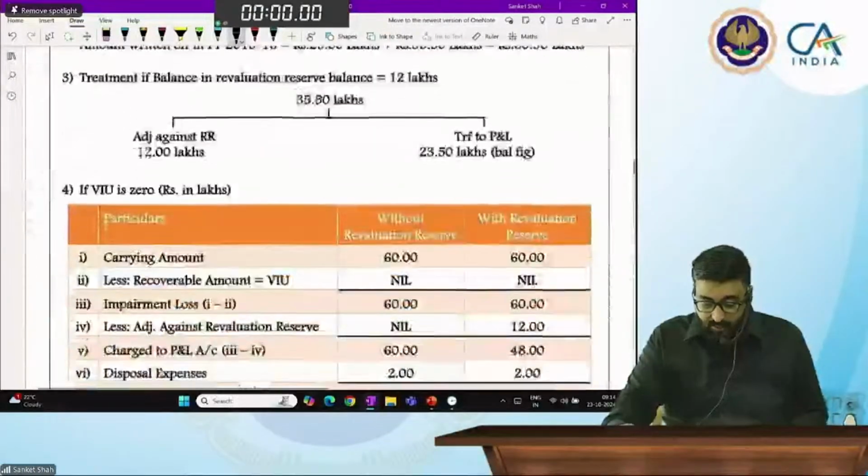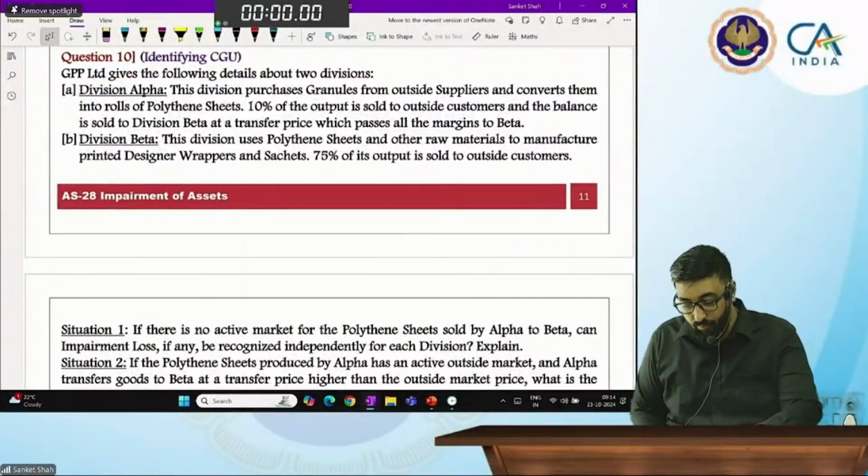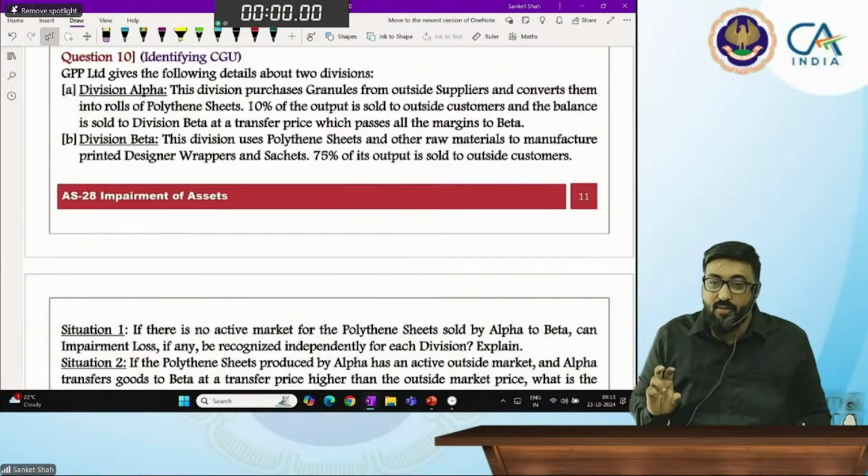Yes, number 10 question first. Identify CGU. Chalo, Rachna ji, read the question. Yes, Rachna ji, समझ में आया आपको? Yes, sir. Difficult or easy? Easy, sir. So you are calculating individual asset over here or group of assets in one CGU? Group of assets, sir. And that is the smallest identifiable unit.